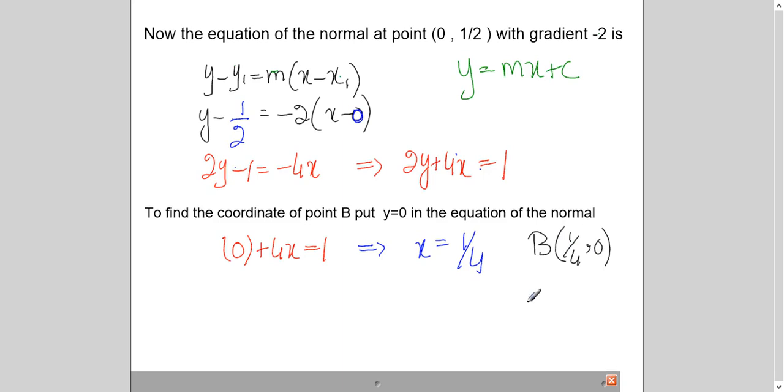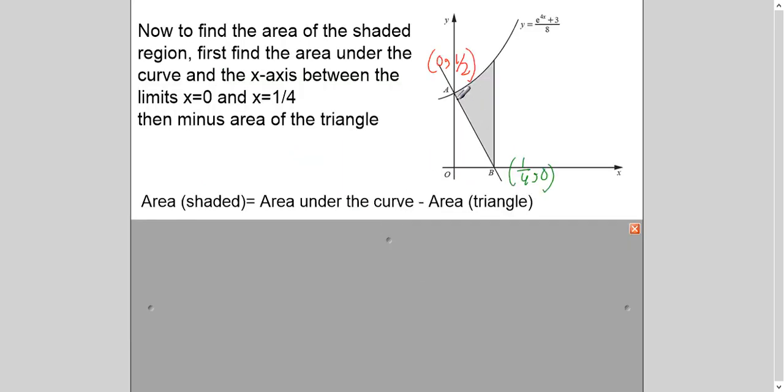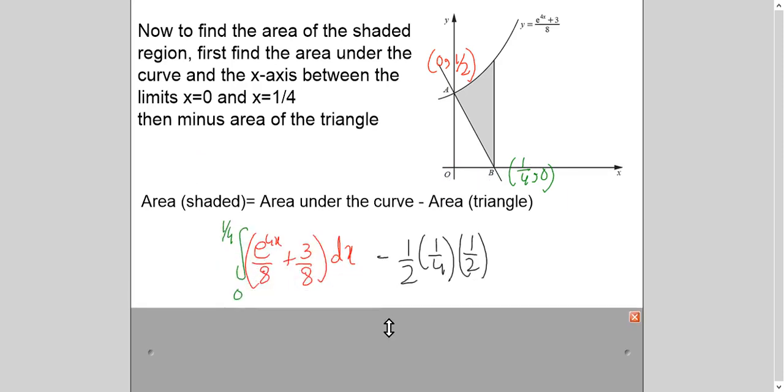So now I have point A and point B, and I can easily find the area of this triangle, and I can find the area under the curve and the x-axis, which will be this whole thing. Limits will be 0 to quarter. So the shaded area equals the area under the curve minus the area of a triangle, right? For the area under the curve, I will take limits 0 to quarter. You can see 0 to quarter, the function of the equation of the curve, and integrate it. And minus the area of a triangle, half into height into base. So quarter into half. Exactly this is what we have done here.